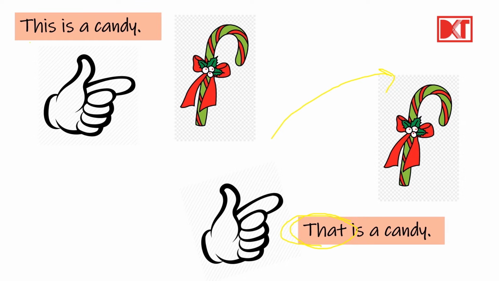But if you have the candy nearby, you say this is a candy. So in both the situations, it is being pointed towards a thing. And the pronoun being used is this or that. So these two become demonstrative pronouns.